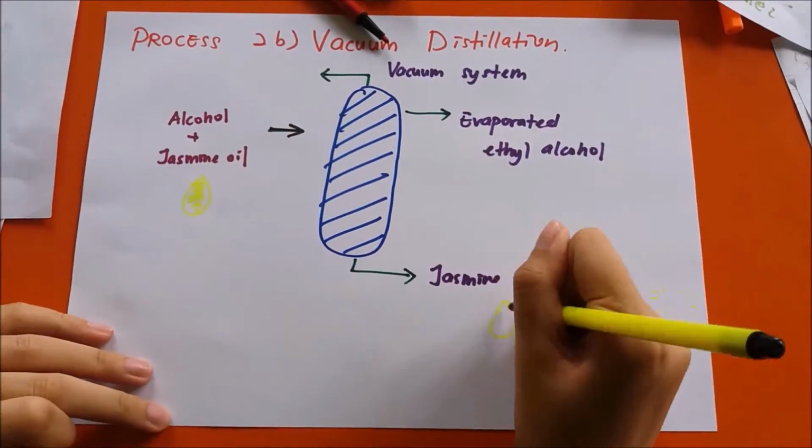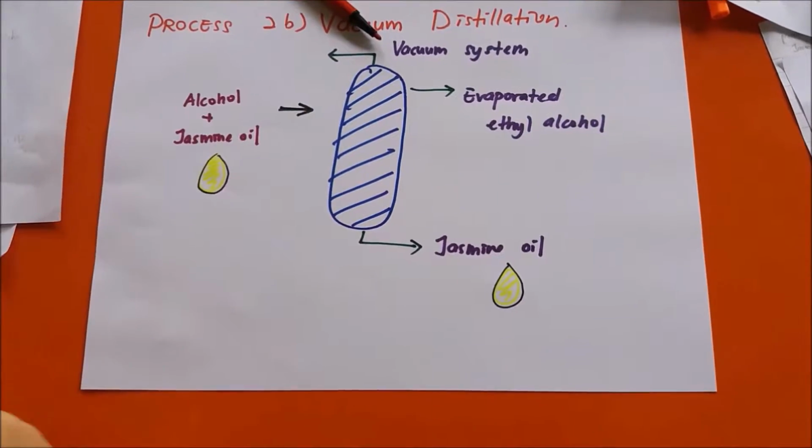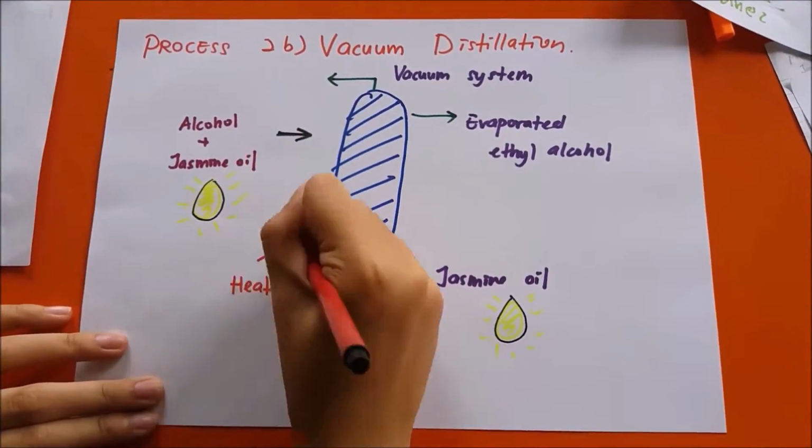And now, the collected essential jasmine oil is free from all sorts of contaminants. And that is how we collect and process to get our essential jasmine oil.